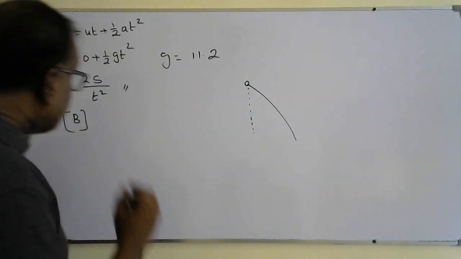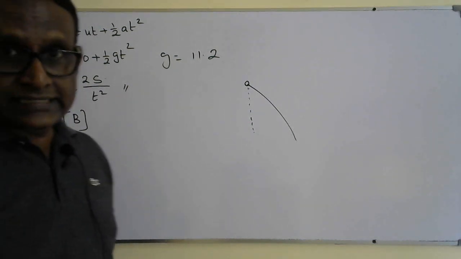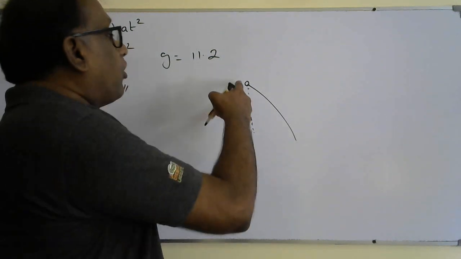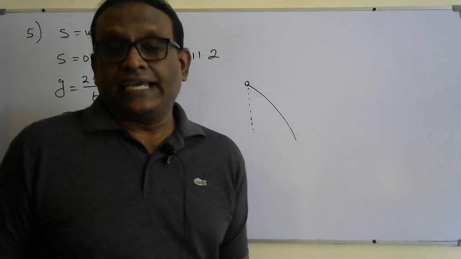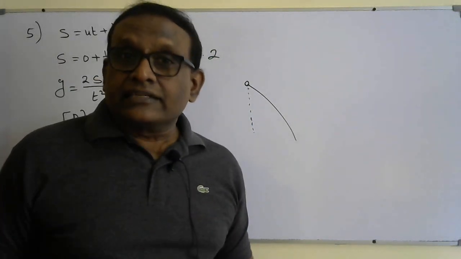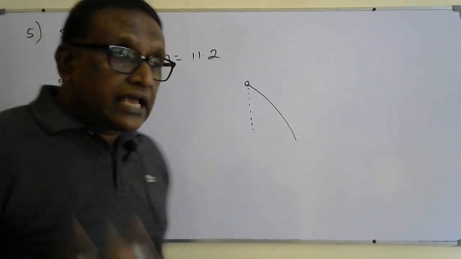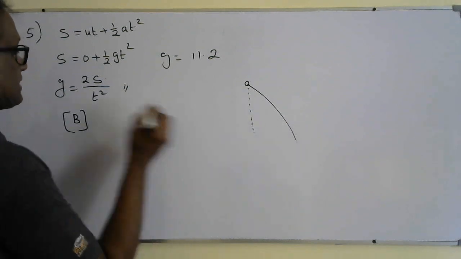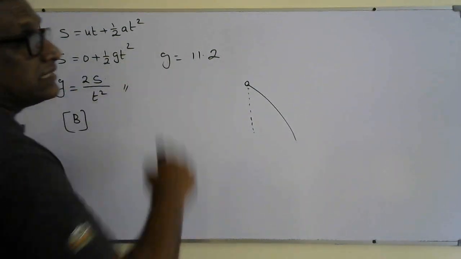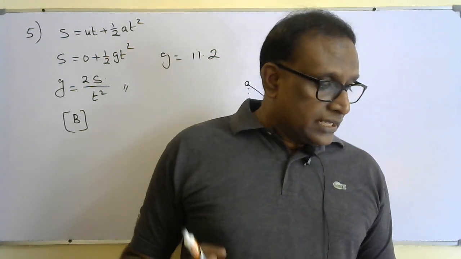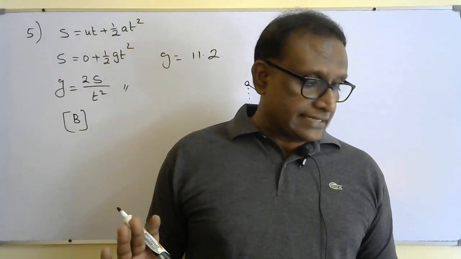He should increase the value of s to do the correction, because actually it fell this way, and he assumed it was falling vertically. If that is the error, he should increase the value of s when he does the correction. When he increases the value of s, the g value will become larger than 11.2. So that is not the mistake. Then answer C is also not acceptable.